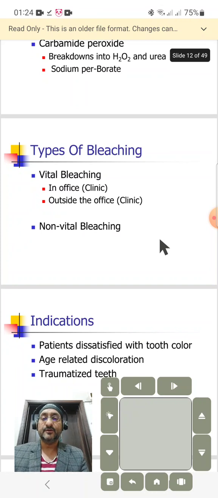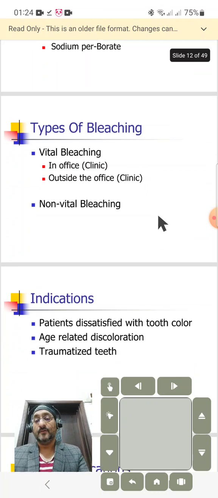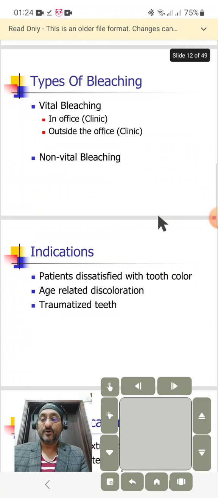The types of bleaching are vital bleaching and non-vital bleaching. Vital bleaching is in a vital tooth; it may be done in the dental clinic or outside the dental clinic. Non-vital bleaching is done inside the tooth, usually in a necrotic tooth.